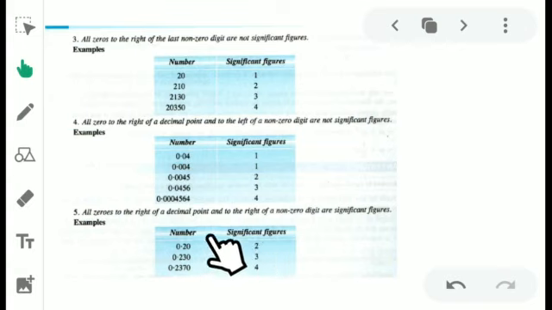But in the next case, all zeros to the right of a decimal point and to the right of a non-zero digit are significant figures. That is 0.20, that is 2 significant figures. Why? Because this 0 is coming in the decimal and it is coming after a number. So this is a significant digit. This 0 is significant, so we counted it here. 230. This is also significant, that is 3 significant digits. 0.2370, 4 significant digits are here.